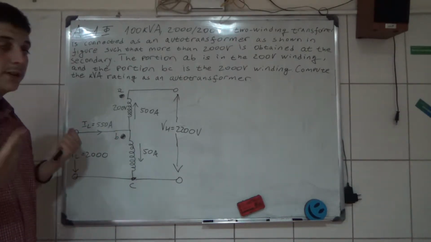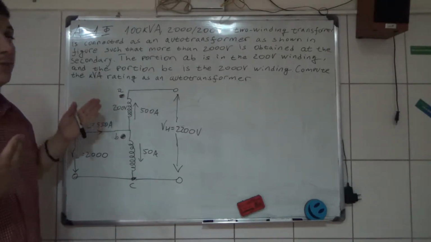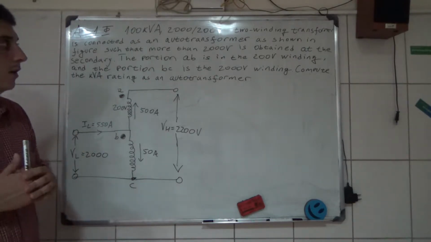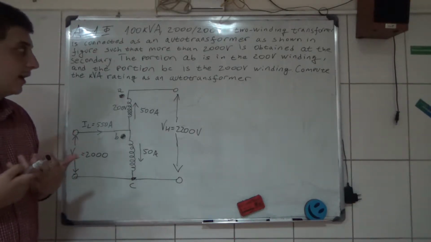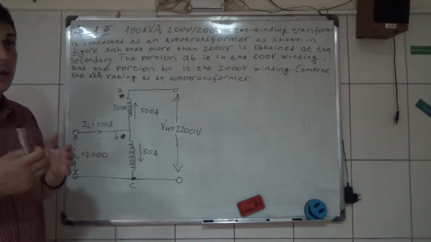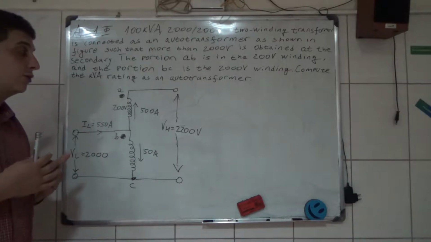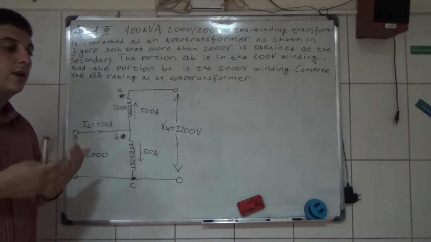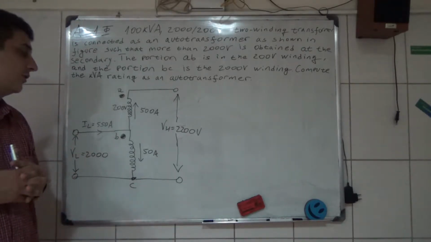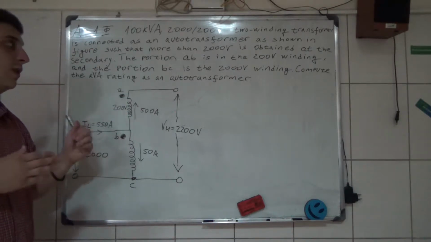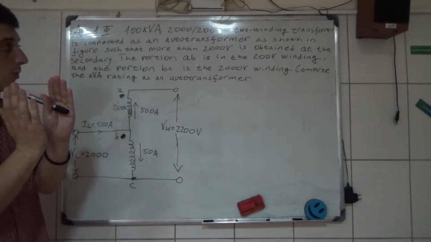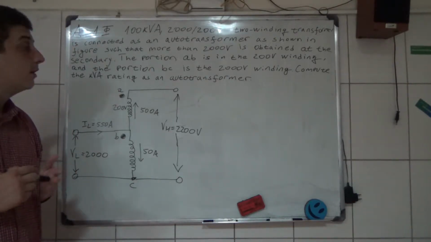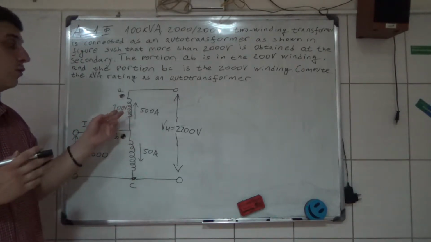Now, first, we need to compute the kilovolt ampere rating as an auto transformer. So we have to know what amount of power we can transfer if that single phase transformer is now an auto transformer. We have to know the current ratings for the low voltage winding and for the high voltage winding. From portion A to B was the 200 volt winding. Now what was the rated current for the low voltage side, or the 200 volt side?